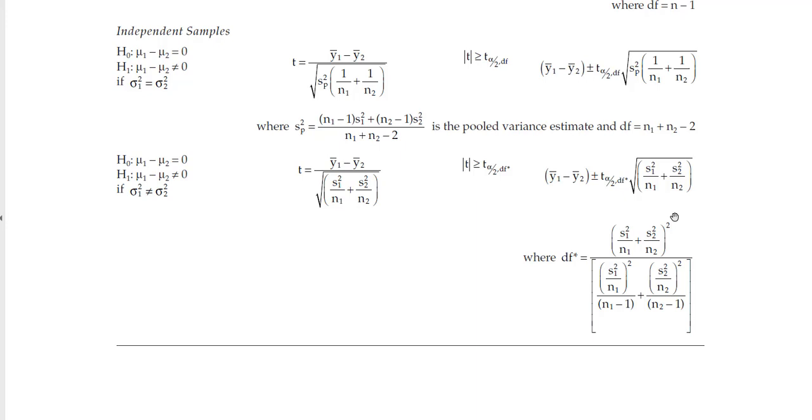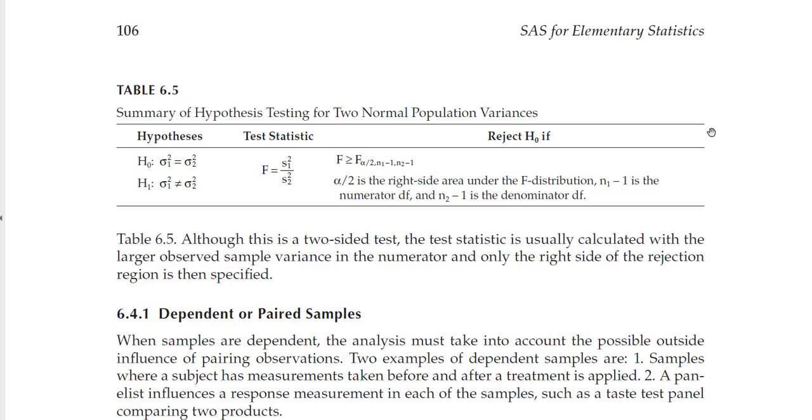And this information for df star here is the Satterthwaite approximation for the degrees of freedom, and so SAS does that computation for us. To know which test, the equal variance test or the not equal variance test, that we should be doing, there is a hypothesis test for the equality of variances, and that is an F-test. And the details are given here, and we'll discuss those when we talk about independent samples from two populations.